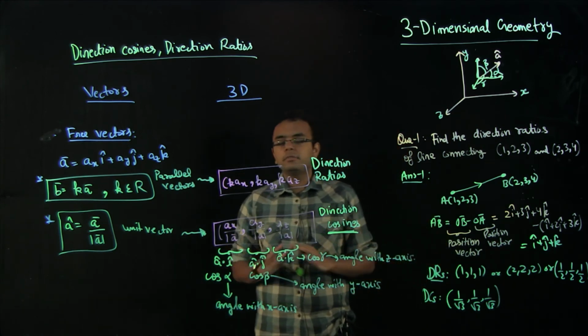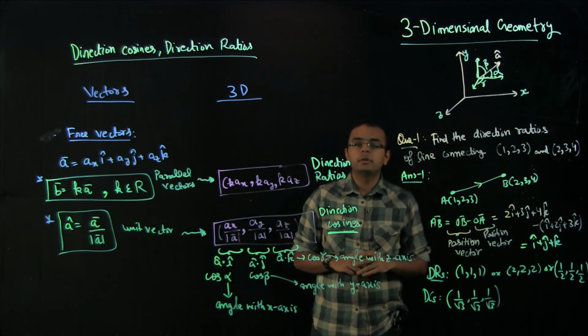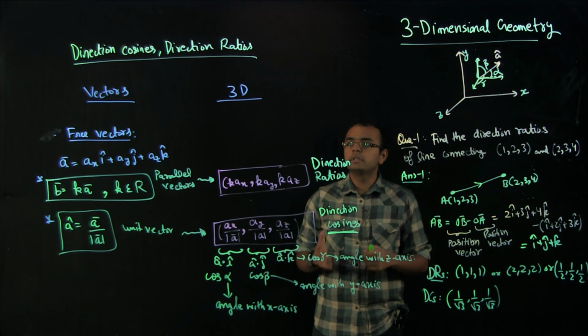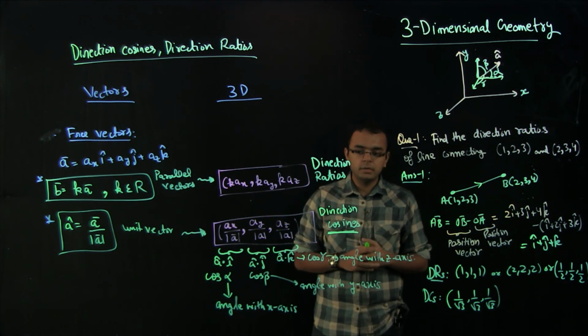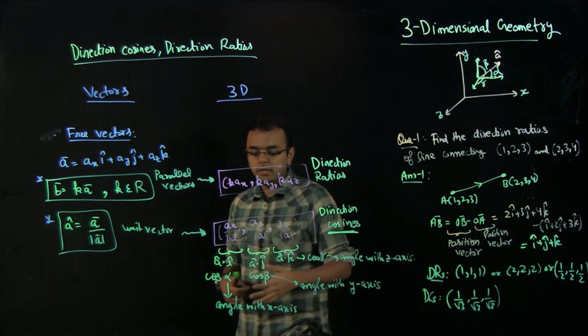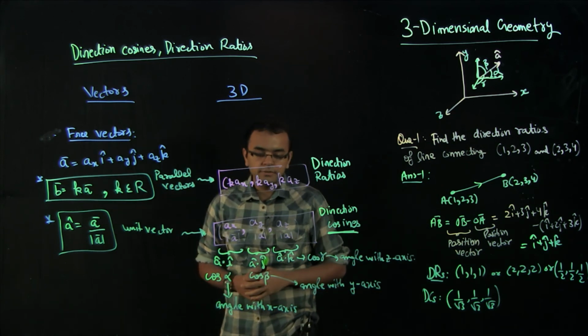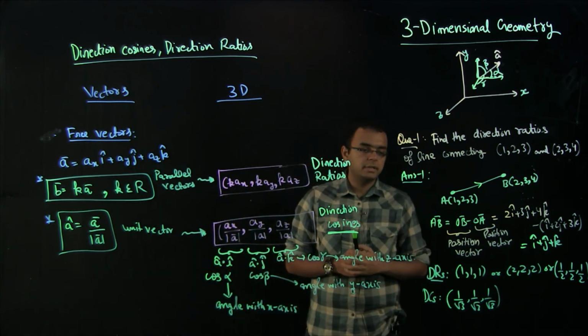Okay, so I hope that this gave you a good feel of what direction cosines and direction ratios mean, and we also physically interpreted the meaning of direction cosines, which are the angles with the x-axis, y-axis and z-axis.